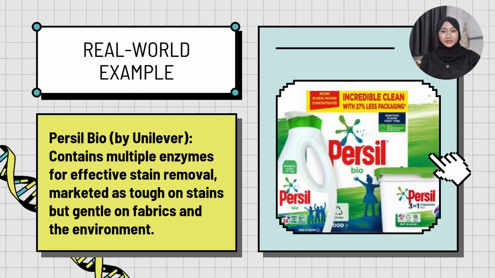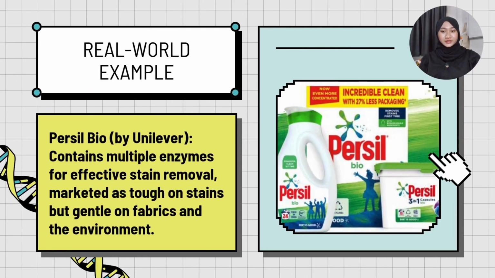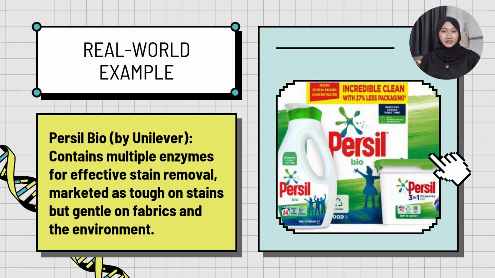A well-known example is Persil Bio by Unilever. It contains multiple enzymes like protease and amylase, and it's designed to remove tough stains while remaining gentle on fabric. It also promotes energy savings by working effectively in cool water.